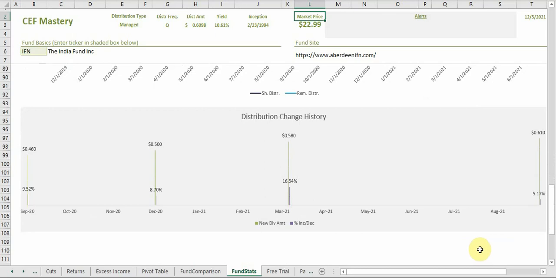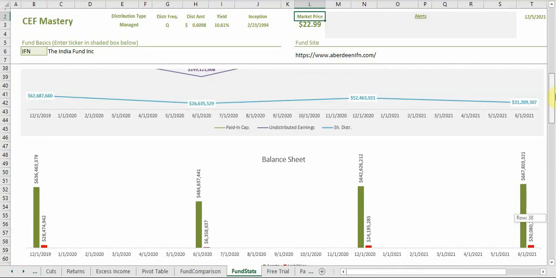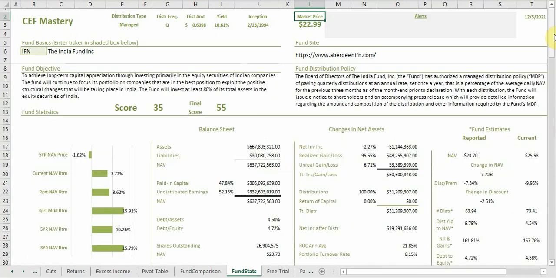The last chart is the distribution change history. Distribution change history shows you the amount and the percentage of a fund's distribution changes over time. For IFN, you can see that back in September 2020, they changed their distribution to 46 cents, which was a 9.52% increase over their previous distribution. And ever since, it has consistently gone up, which again is a very good sign for a healthy distribution. There you have it. Everything you need to know to make a good, solid decision in any future investment in a high-yield closed-end fund.